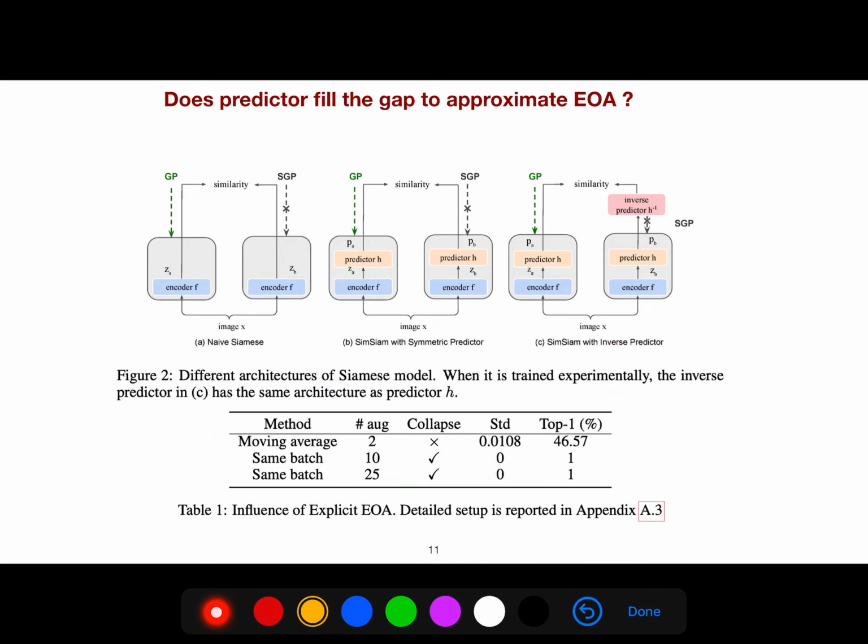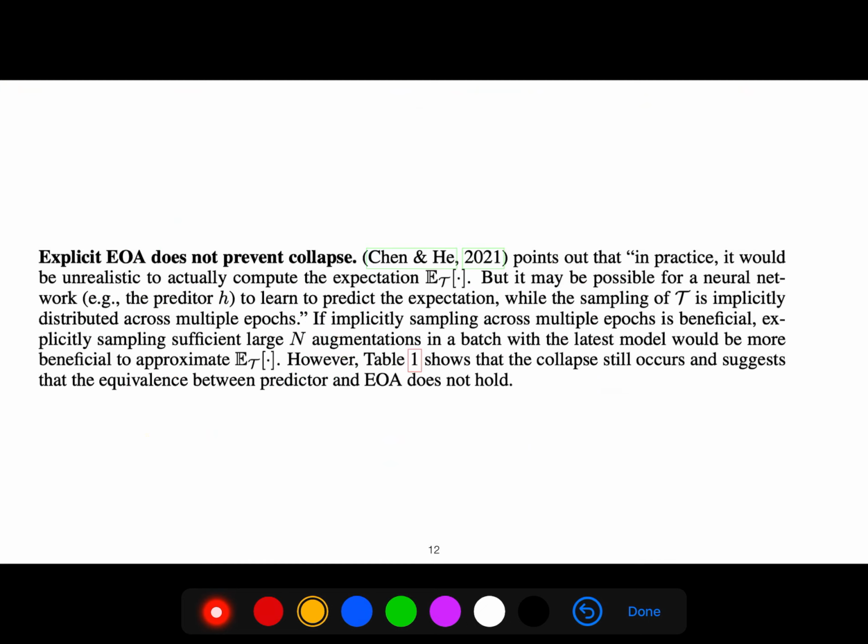But does the predictor fill the gap to approximate the expectation? This paper points out that in practice it would be unrealistic to actually compute the expectation, but it may be possible for a neural network to learn to predict the expectation while the sampling of tau is implicitly distributed across multiple epochs. If implicitly sampling across multiple epochs is beneficial, explicitly sampling sufficiently large N augmentations in a batch with the latest model would be more beneficial.